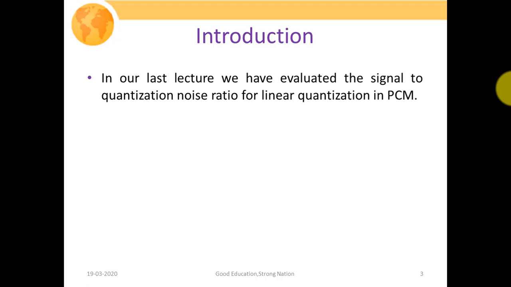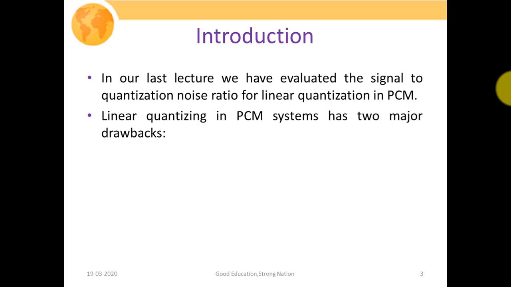So in our last lecture, we evaluated the signal to quantization noise ratio for linear quantization in PCM systems. We evaluated that the quantization noise power is delta square upon 12, and the signal to noise ratio in dB is given as 4.8 plus 6n, where n is the number of bits required to encode a sample.